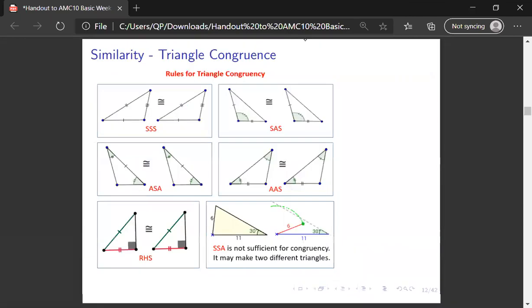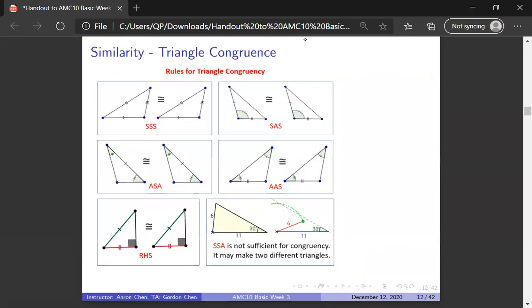All right. And now triangle congruence. It's when two triangles have the same sides and the same angles. And this is the same. And you also have congruent polygons, but congruent triangles are by far the most useful.